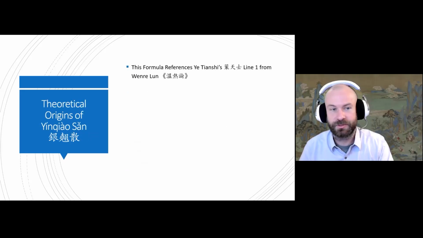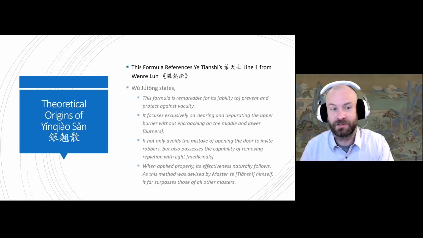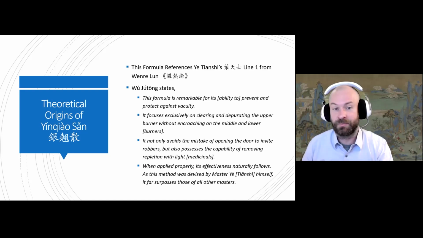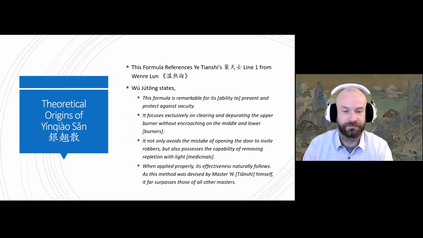So we also see references to Ye Tianshi's line 1. Wu Jutong states, this formula is remarkable for its ability to prevent and protect against vacuity. It focuses exclusively on clearing and depurating the upper burner without encroaching on the middle and lower burners. It not only avoids the mistake of opening the door to invite robbers, but also possesses the capability of removing repletion with light medicinals. When applied properly, its effectiveness naturally follows. As this method was devised by Master Ye Tianshi himself, it far surpasses those of other masters.